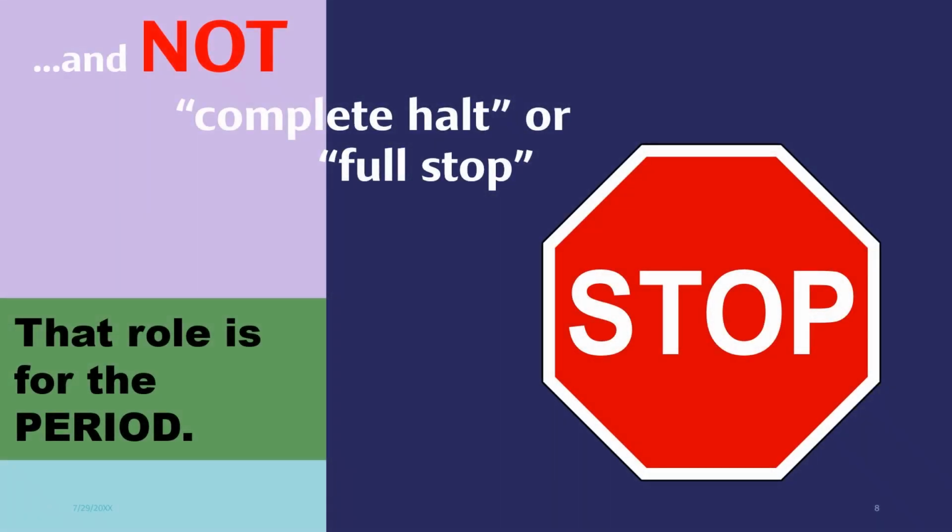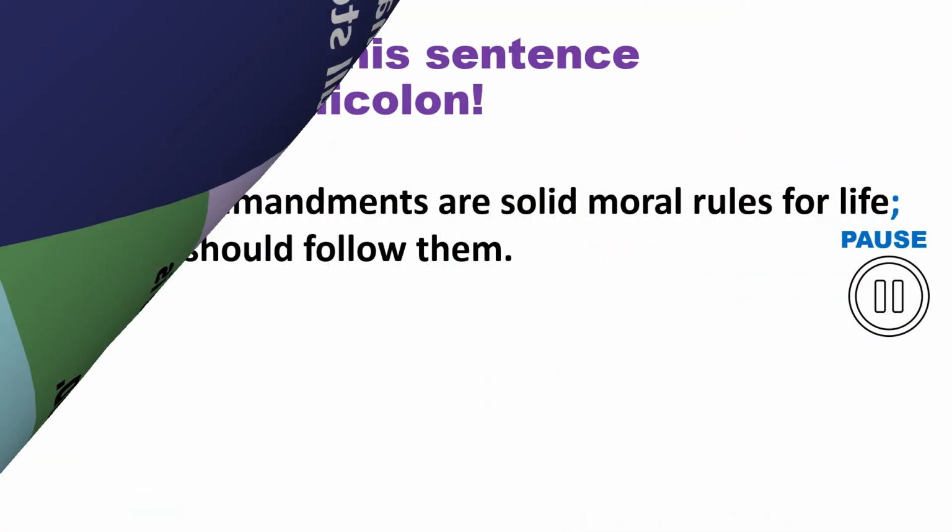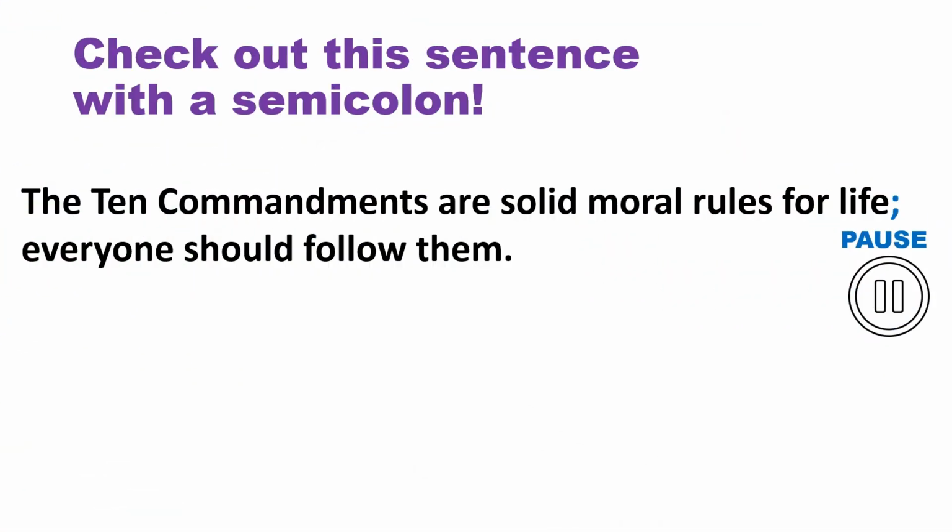The pause of the semicolon is a little bit longer than a comma, but not a complete halt or a full stop like the period indicates. Check out this sentence with a semicolon. The 10 Commandments are solid moral rules for life; everyone should follow them. Notice where the semicolon is. It shows a pause. It's a brief pause because it's all one sentence.